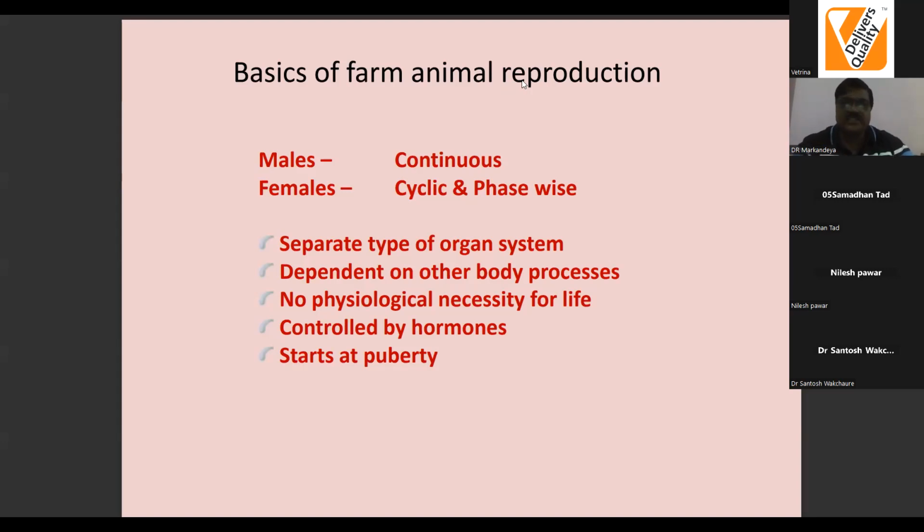This is the only system in the body which will not start its functioning right at the time of birth, but will start in the latter part of life, once there is growth and development of other bodily systems which are essential and vital for life. Those systems will develop first, and then only the reproductive system will start its functioning. This is very, very important.